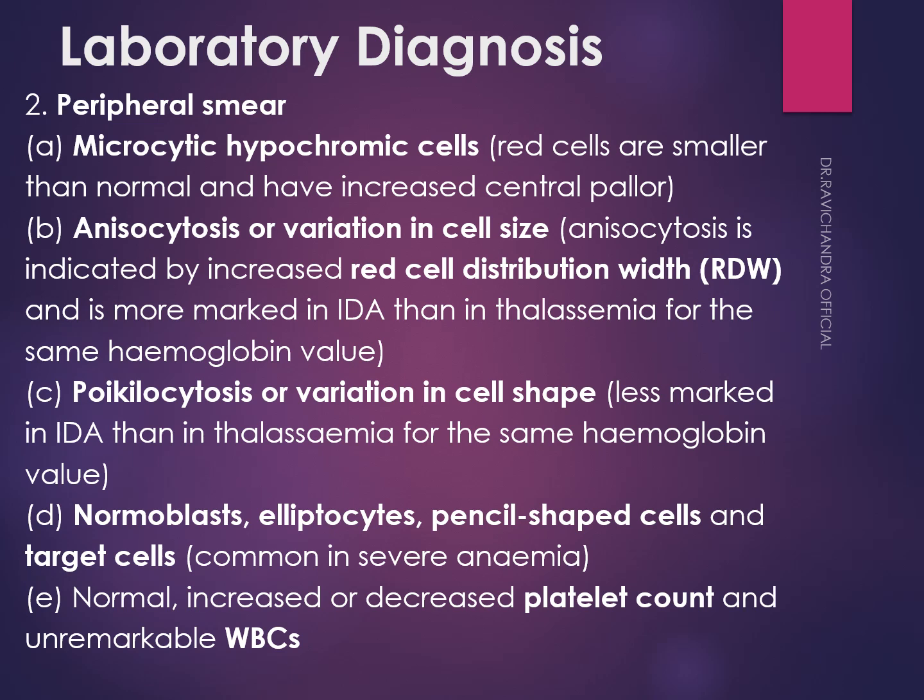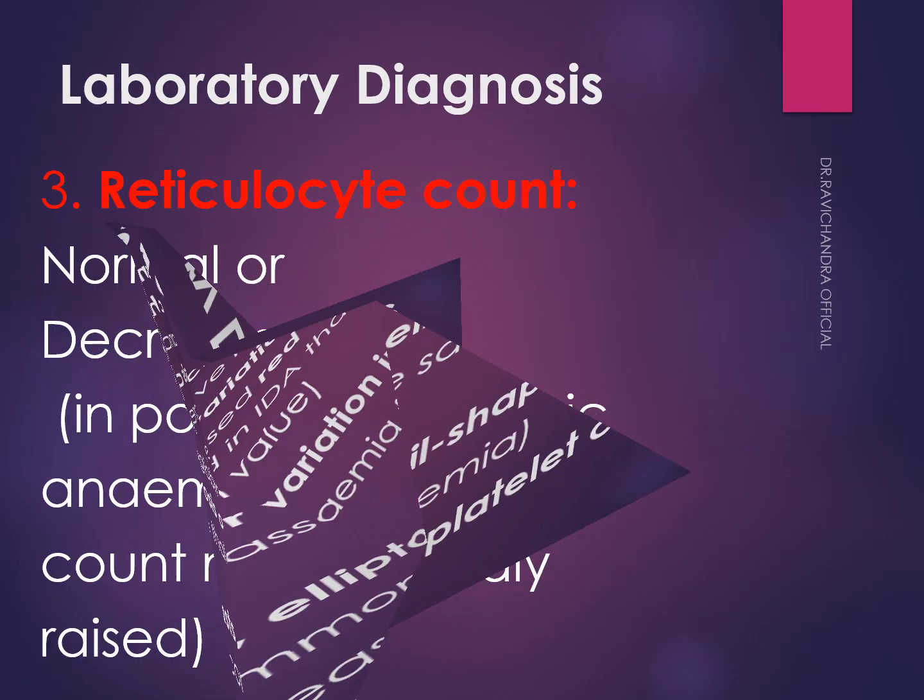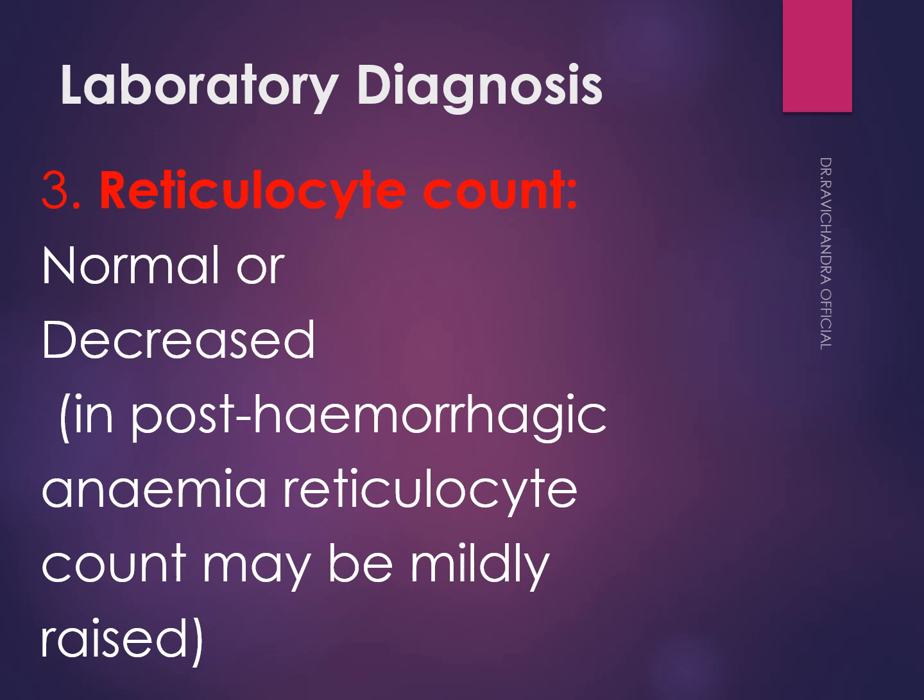Normoblasts, elliptocytes, pencil-shaped forms, and target cells are common in severe anemia. There will be normal, increased or decreased platelet counts and unremarkable WBCs. Reticulocyte count will be normal or decreased. In post-hemorrhagic anemia, reticulocyte count may be mildly raised.